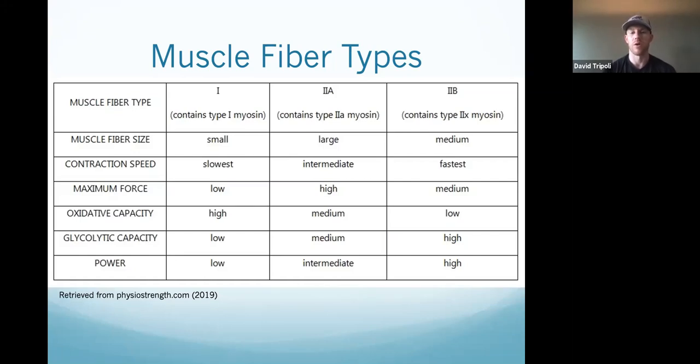And then power. Type 1 is going to be less powerful, right? How much work can I do in a short amount of time? And then you've got type 2B on the far side, where it's very high, right? Where I don't have a lot of oxidative capacity, so I'm going to fatigue faster, right? But I can generate more power if that's what I need to do. So depending on the sport, depending on your client's abilities, things like that, it's going to be very indicative of what type of training you do.